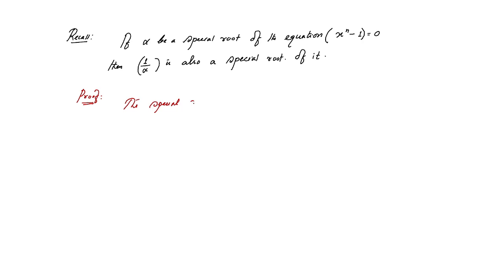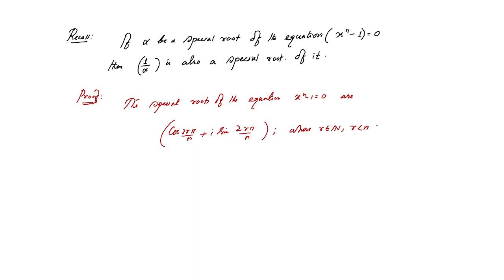First we think about the special roots of the equation x to the power n minus 1 equals 0, that are cos 2r pi by n plus i sin 2r pi by n, where r is a natural number, r is less than n, and r is prime to n. So that means GCD of r and n equals 1. So these are the special roots.